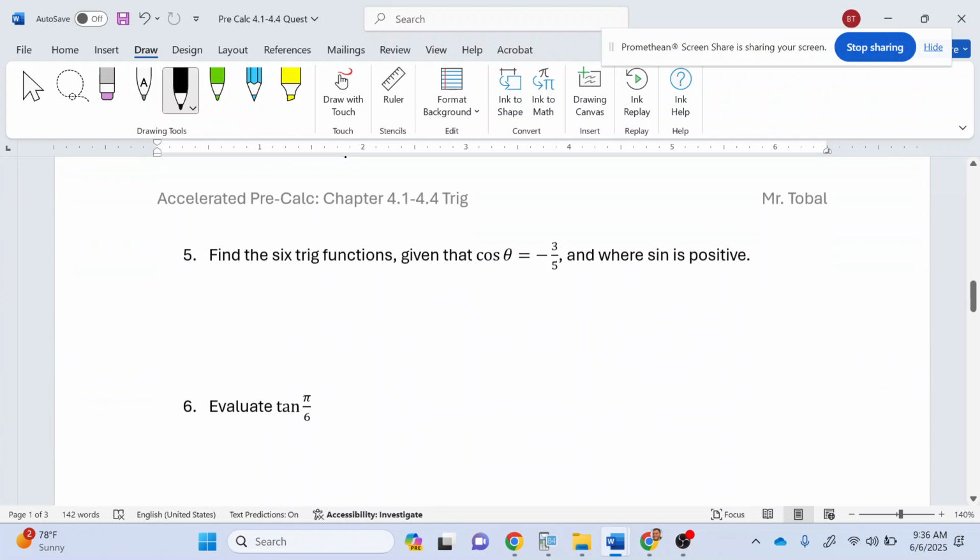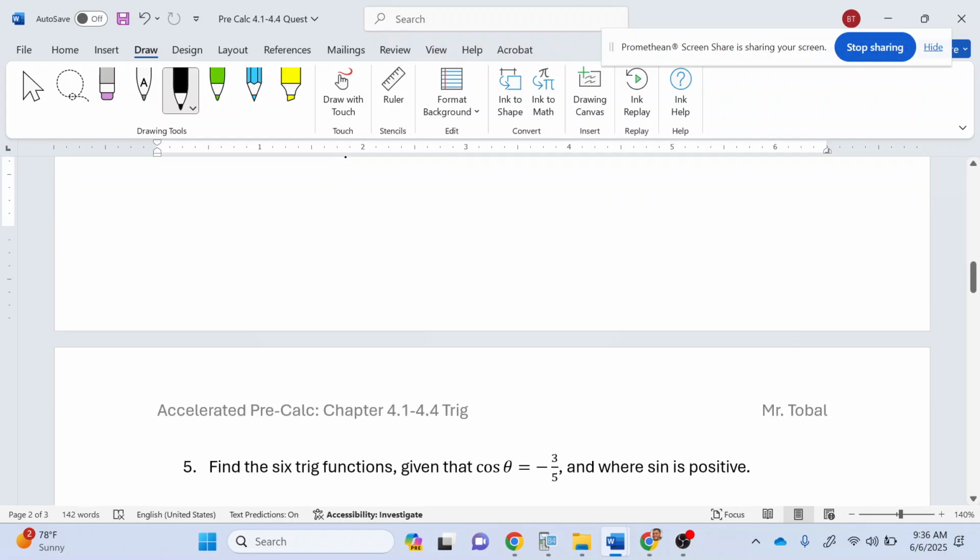Yeah. Where do you go? All right. Now, I think I have number 5 here.